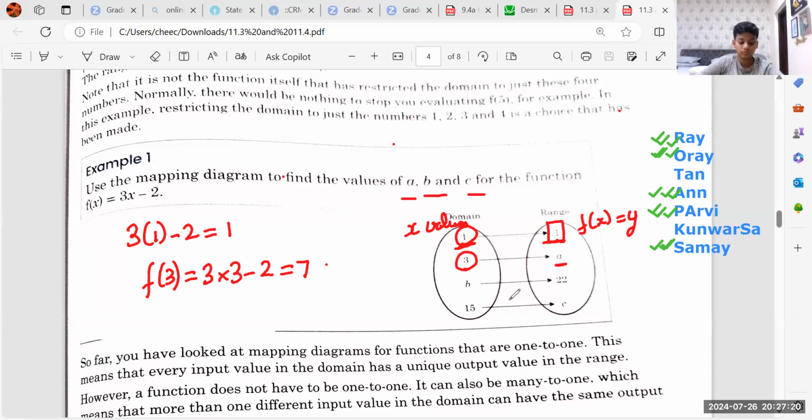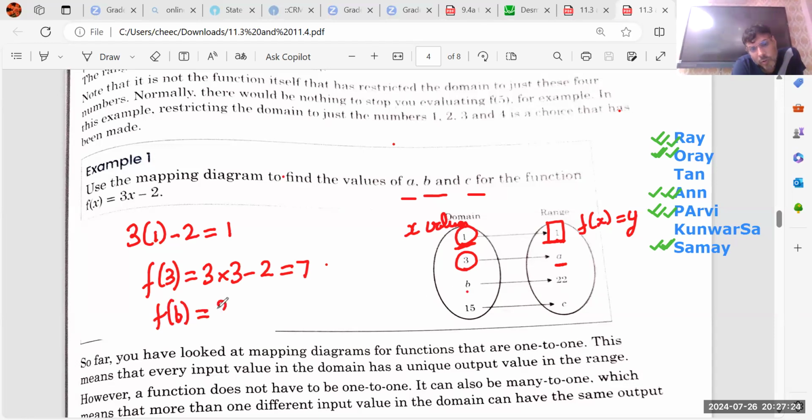Yes, sir. Now what will you put for b? If you put f of b, you get 3b - 2, which is equal to 22. So 3b equal to 24, b equal to 8. Similarly, if you put 15, 3 × 15 - 2 is 43.